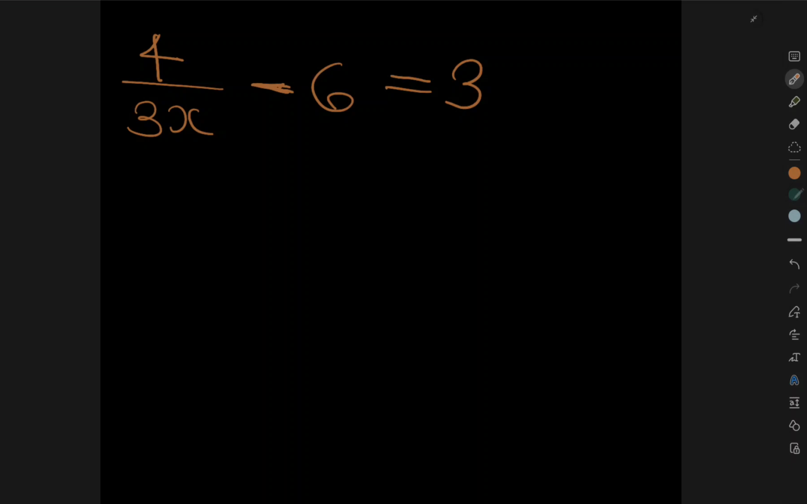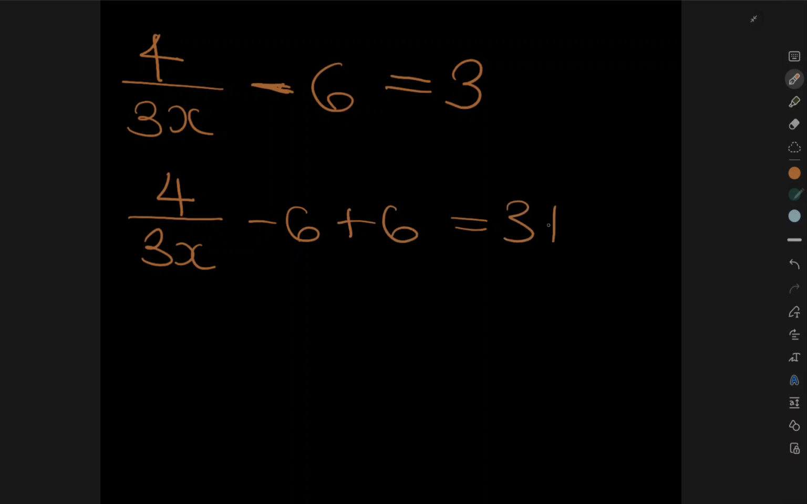A lot of people can be intimidated by something like this, but you just follow the regular steps that you normally follow. So the first thing is obviously to get rid of the 6, and to get rid of the 6 you need to add it on both sides. So you're going to see minus 6 plus 6 on the left-hand side, and that's what we're going to do also on the right-hand side, right? So now that we've added 6, these two will cancel. Here we have 4 over 3x remaining, and then on the other side we have 9.